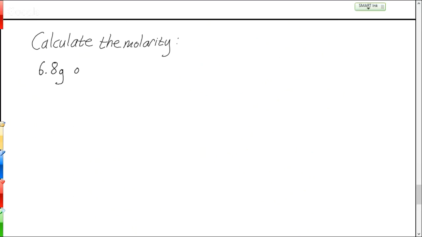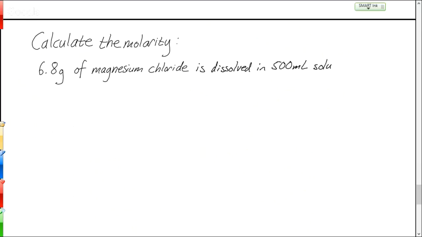6.8 grams magnesium chloride is dissolved in 500 milliliters of solution. All right, give it a try first, and then we'll look at it together.